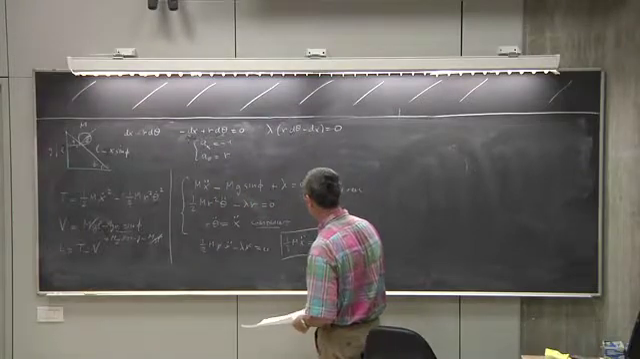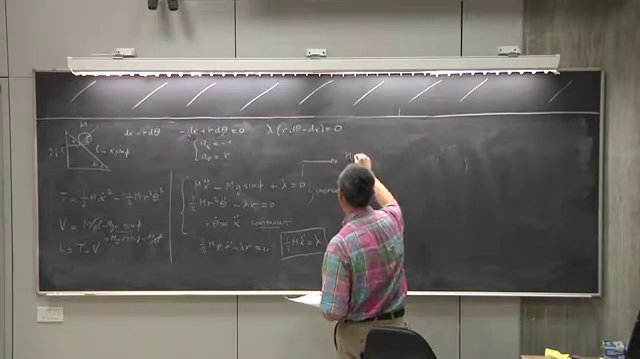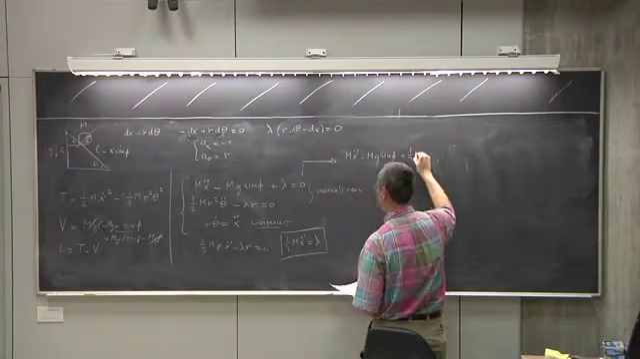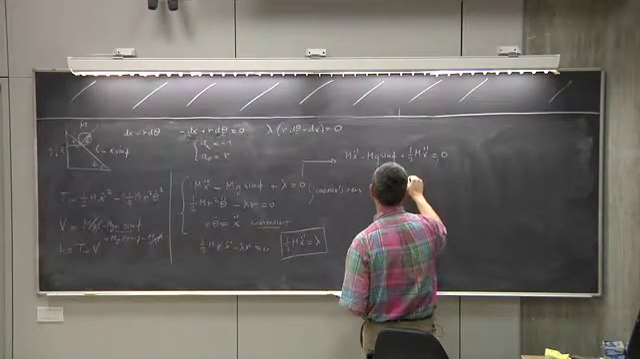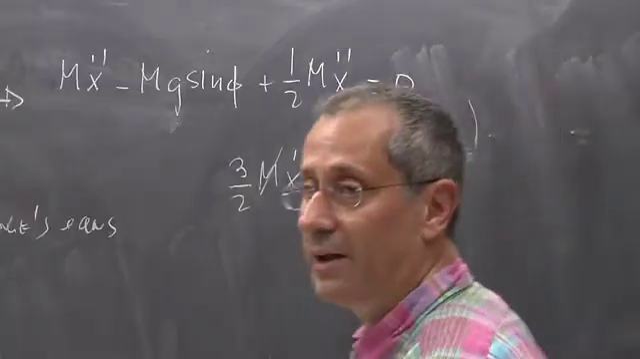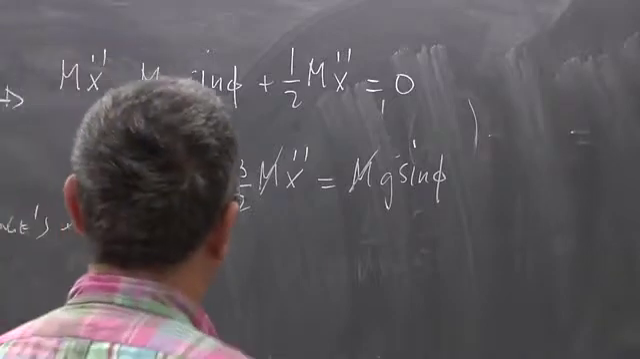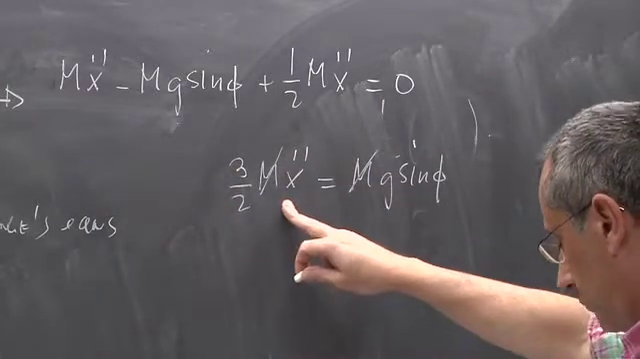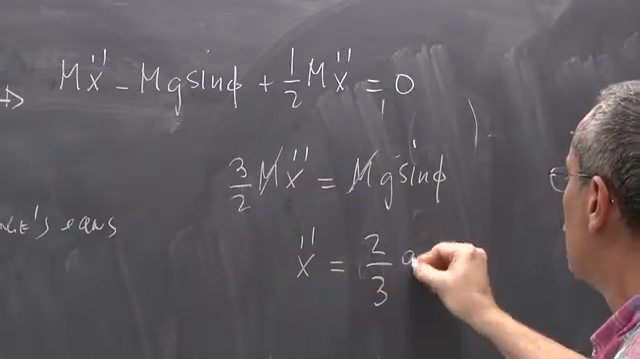But let's finish. So now I take lambda from here, I put it in here, and I have a single differential equation of x. So I have mx double dot minus mg sine phi plus lambda, that is 1/2 mx dot dot, equal to 0. So I have 1 plus 1/2, that is 3/2 mx dot dot equals mg sine phi, right? As expected, the total mass simplifies because in the gravitational field all bodies fall with the same acceleration independently of their masses. Well, okay, I can solve this. So the acceleration is given by 2/3 g sine phi.